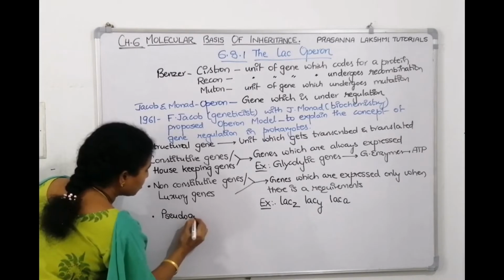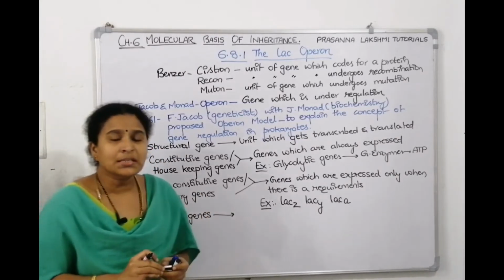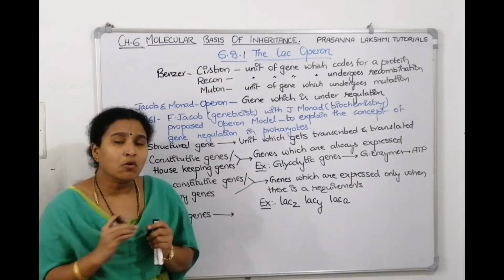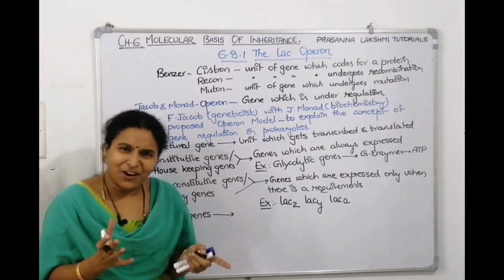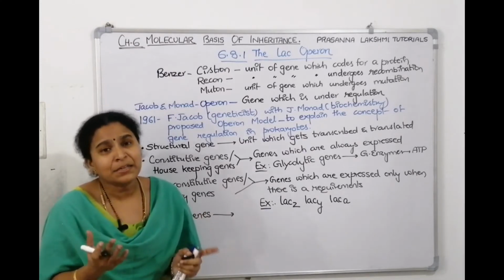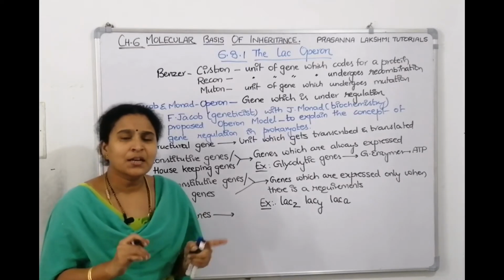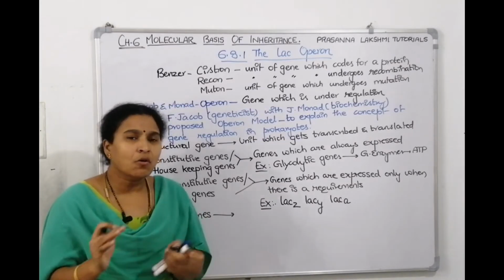There is another concept also. What is that? Pseudogenes. Then what are pseudogenes? Pseudogenes are genes, but during the course of time they have lost their function. They are unable to code for a protein, then they are called pseudogenes. Pseudo means false. They are false genes.